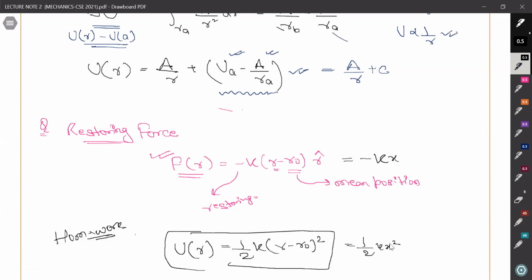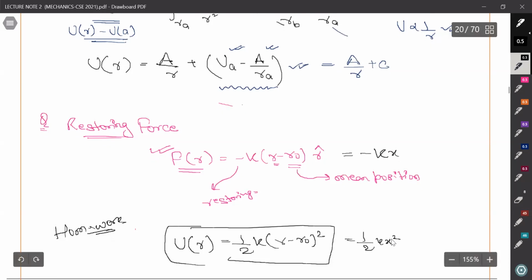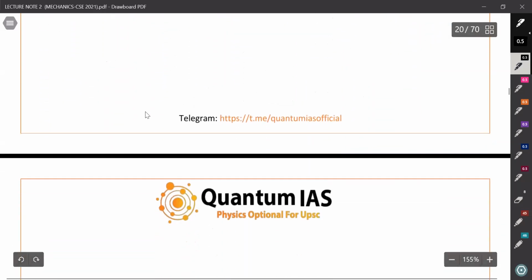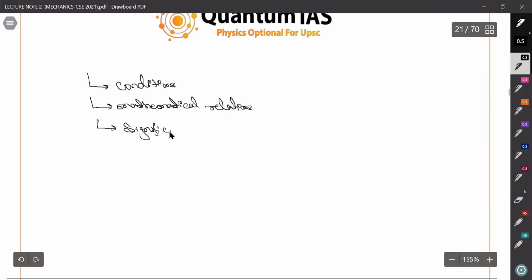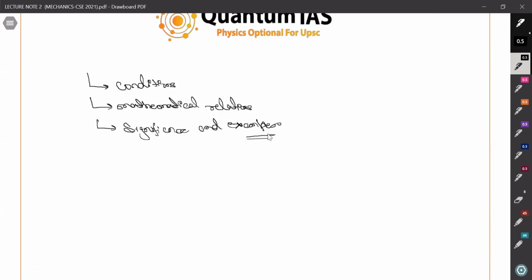Okay, so this is all about conservative force. We need to follow these conditions, some mathematical relations, some significance, and also good examples that we will learn in due course of time. So you need to work upon these things for this topic only.